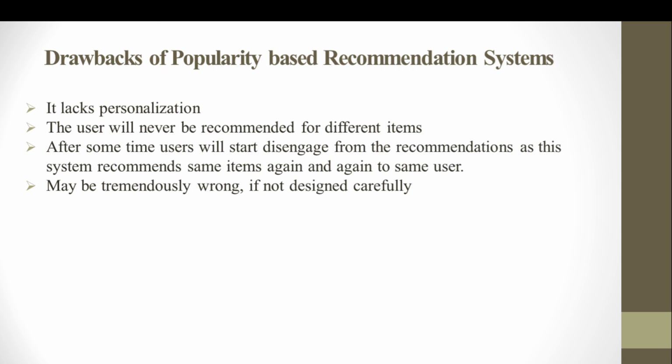To overcome these drawbacks, we have different recommendation systems, which are content based recommendation and collaborative filtering, but that is going to be discussed in the next section. What we are going to do after this discussion is start coding the popularity based recommendation system and see how it is implemented in Python.